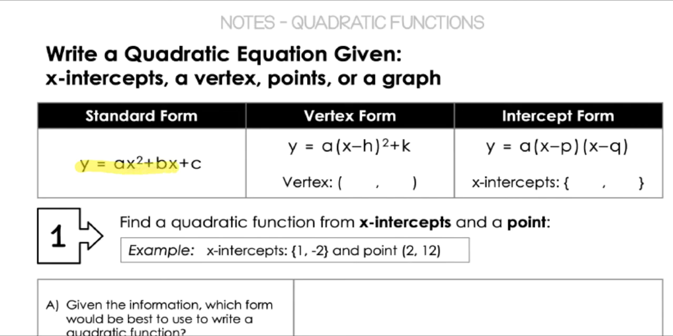So we have standard form, which is the most basic, with a as the coefficient of x squared, b as a coefficient of x, and c as a constant. Then we have vertex form, which looks like this. And as a reminder, in vertex form, we can find the vertex. It is the values of h for x and k for y. And then lastly, we have intercept form, which looks like this, sometimes also called factored form. And in factored form, we can see the x-intercepts as p and q.